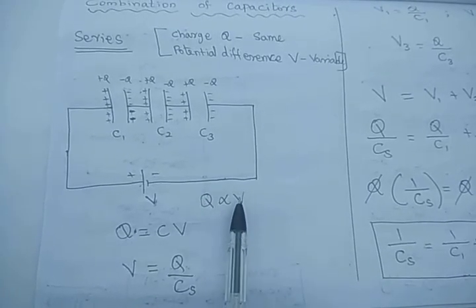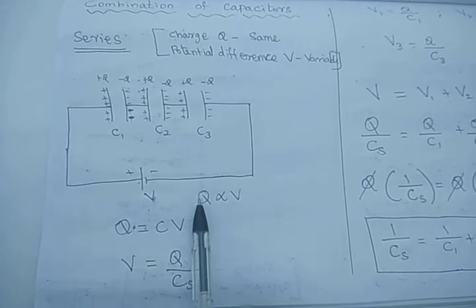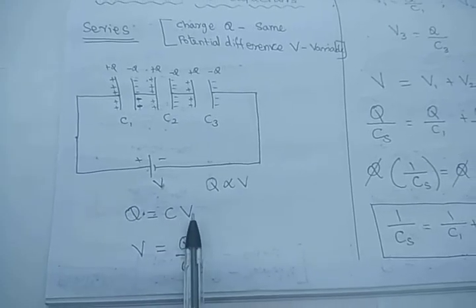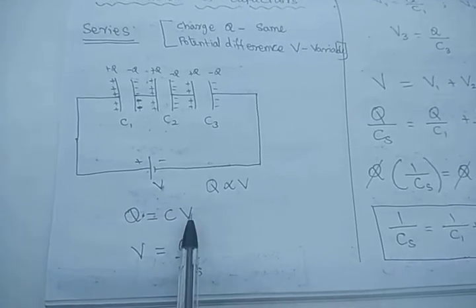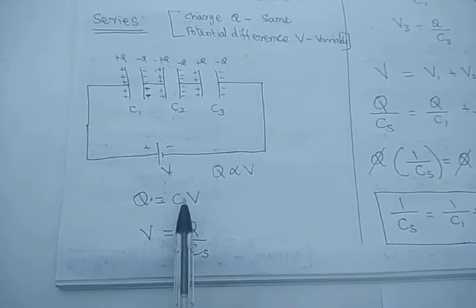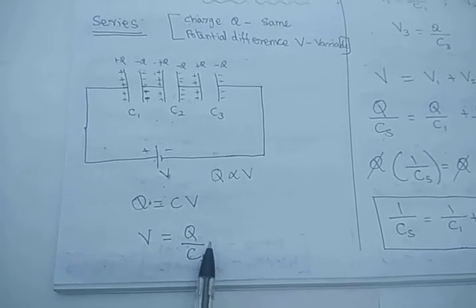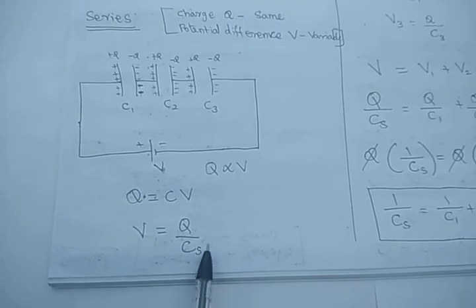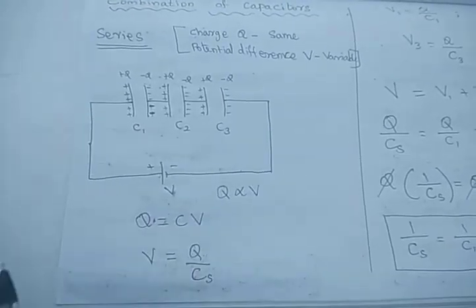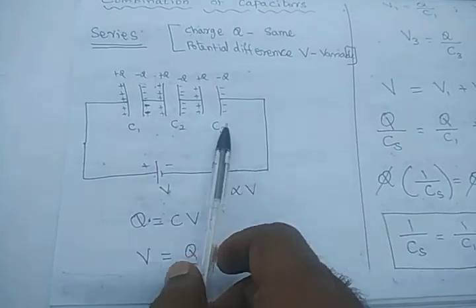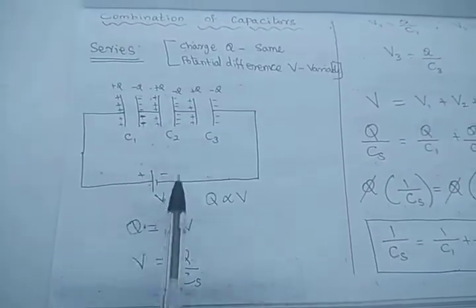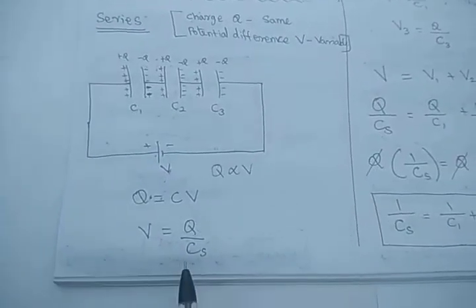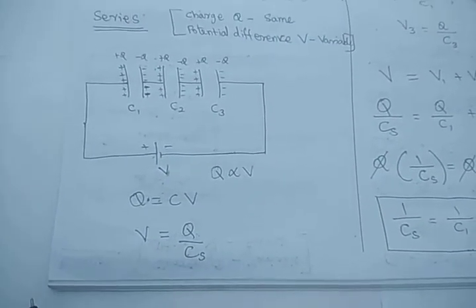The potential and the charge are directly proportional. So Q is equal to CV, where C is the capacitance of the capacitor. So V, the potential, is equal to Q by C. This C is the total capacitance of all three capacitors. That is, if you add up the total capacitance of the combination of all three capacitors in series, it is represented as CS.